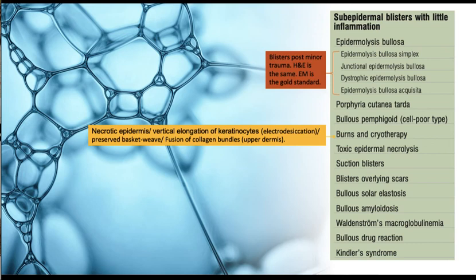Bullous pemphigoid, the cell-poor type. We will discuss bullous pemphigoid in the eosinophilic group, but the cell-poor type is usually found here. The burns and cryotherapy, as you know, burns will cause blisters. Usually you will see necrotic epidermis, and also one of the most common features you will see on burns and cryotherapy is the fusion of collagen bundles in the upper epidermis.